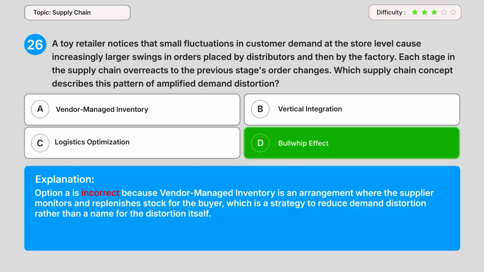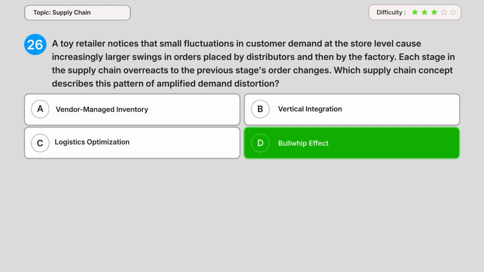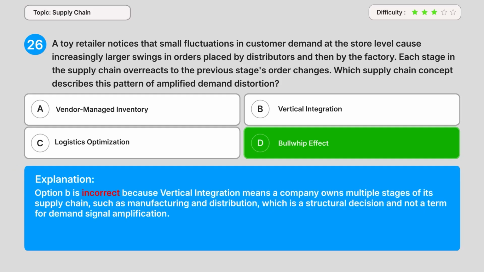Option A is incorrect because vendor-managed inventory is an arrangement where the supplier monitors and replenishes stock for the buyer, which is a strategy to reduce demand distortion rather than a name for the distortion itself. Option B is incorrect because vertical integration means a company owns multiple stages of its supply chain, such as manufacturing and distribution, which is a structural decision and not a term for demand signal amplification.